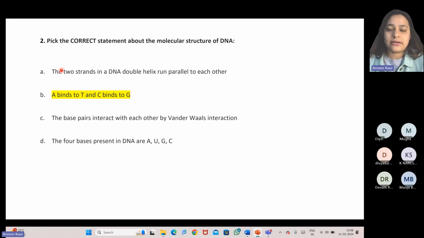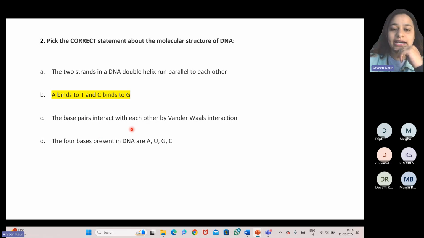What does the first statement say? It says that the two strands in DNA double helix run parallel to each other. So is that true? The answer is no. They run anti-parallel to one another. One runs in a 5 to 3 direction, while the other runs in a 3 to 5 direction, right?